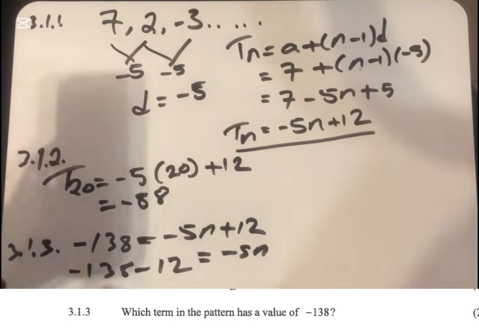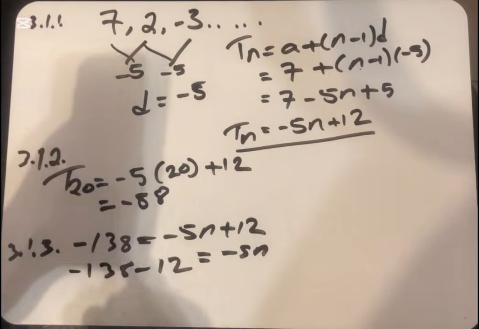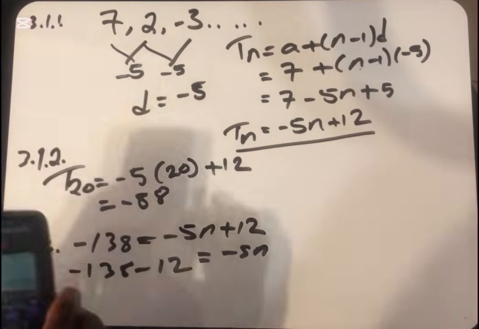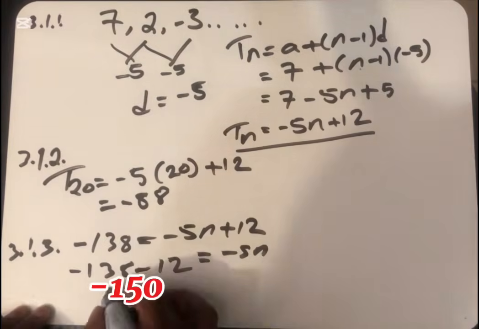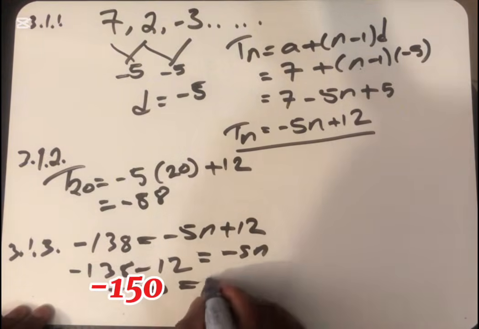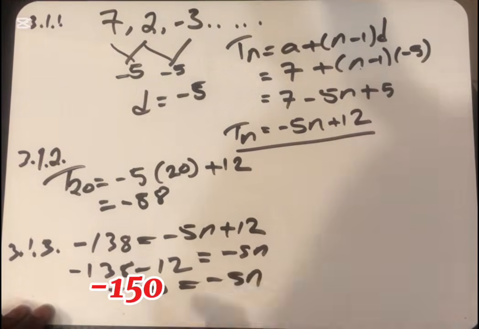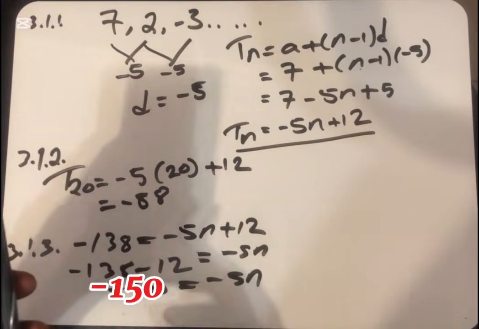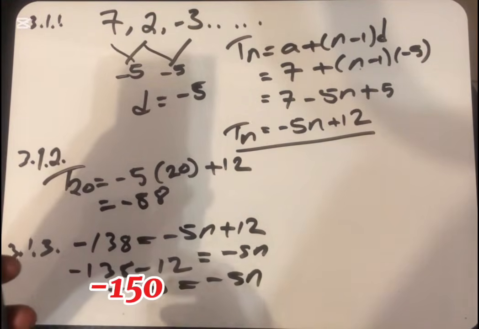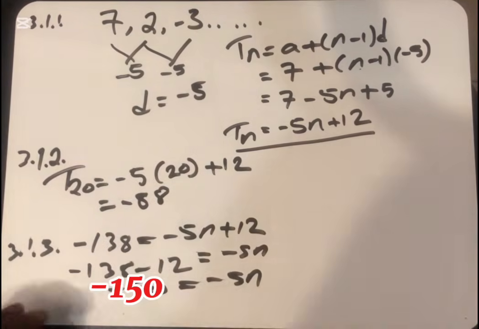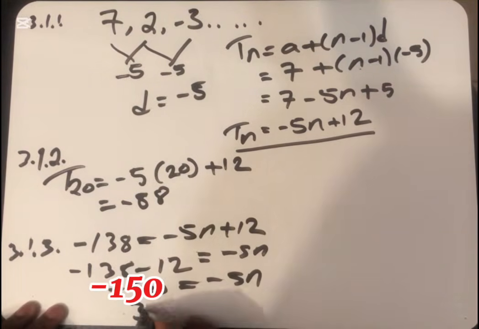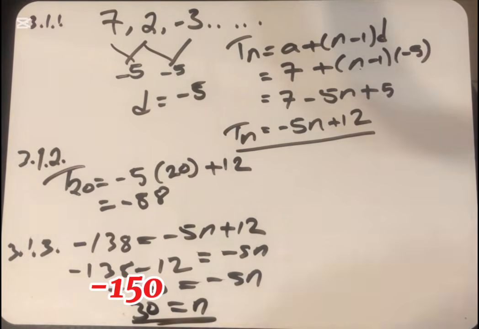Find the difference here. Negative 138 minus 12 is negative 150. Negative 150 is equal to negative 5n. We divide everything by negative 5. Dividing by negative 5, we found that n is equal to 30. So that is our answer. We know that T30 is equal to negative 138.